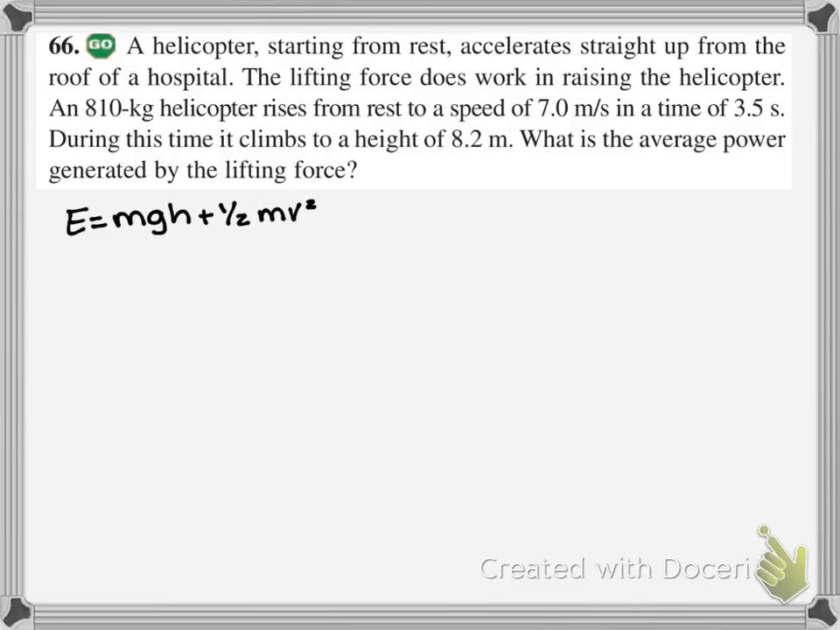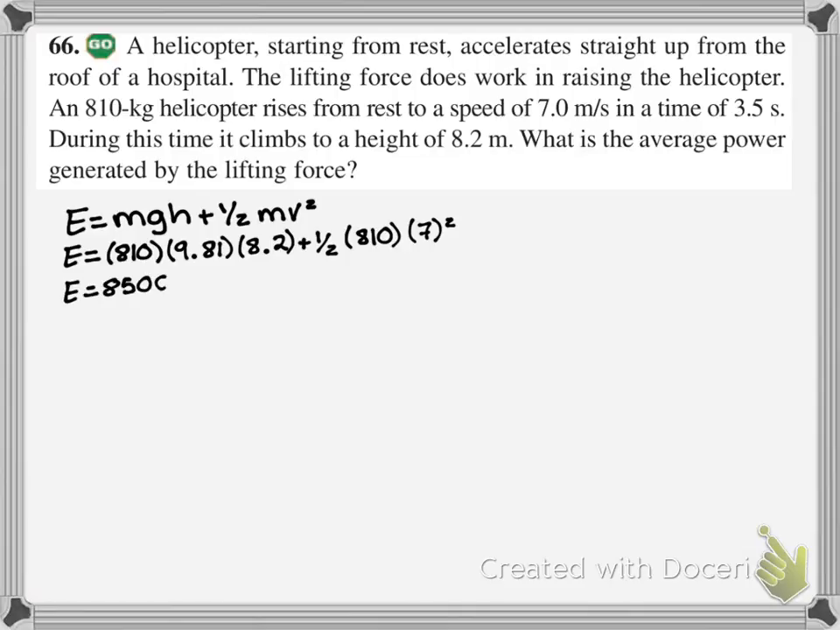So looking back at the problem, we can get the values to plug into the formula. Energy is equal to the mass, which is 810, times gravity, which is 9.81, times 8.2, which is the height, plus 1/2 the mass, which is the same, 810, times our velocity, which is 7 squared. And then we solve to get the answer that energy is equal to 85,003.02 joules.